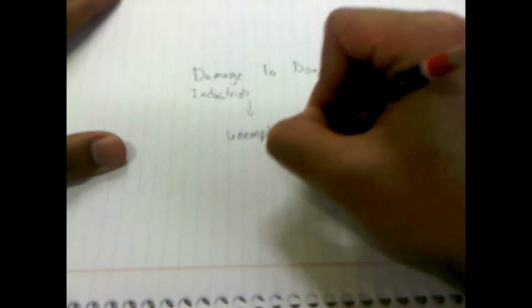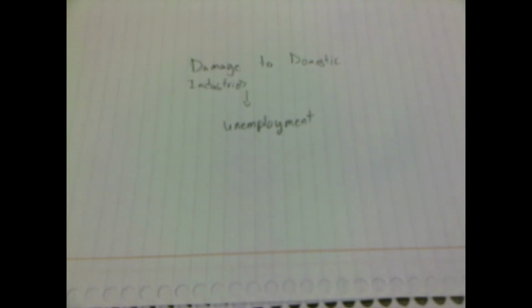Now the second one I want to talk about is the damage to your domestic industries. Because the value of your currency is great, it means that you have a higher purchasing power, as mentioned before. This means that foreign goods and services are relatively cheaper than domestic goods and services, so people would favor buying imports rather than domestic goods. And again, this will lead to unemployment because the domestic market will not be able to support so many workers, so they will have to make cutbacks to account for their losses.